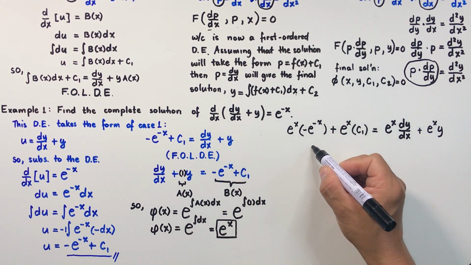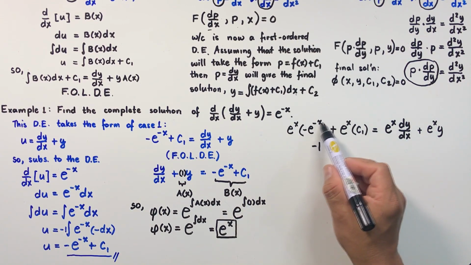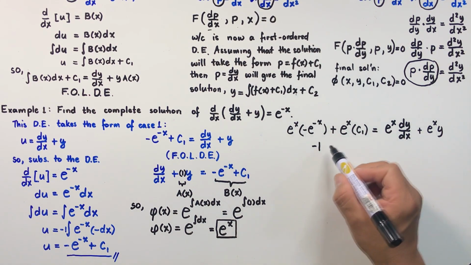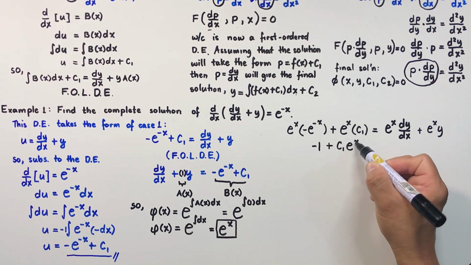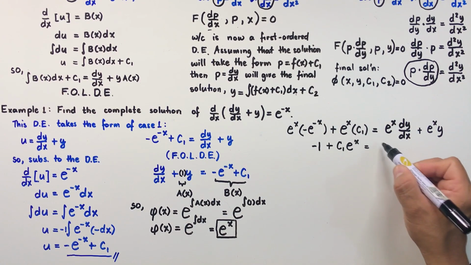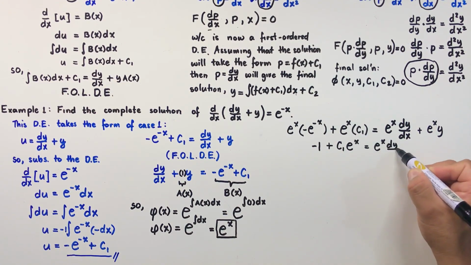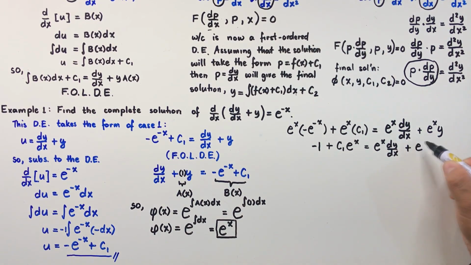So we have negative 1 because e to the x times e to the negative x is e to the power 0, and e to the power 0 is 1. So we have this negative 1 plus c sub 1 e to the x, which is equal to e to the x times the derivative of y with respect to x plus e to the x times y.